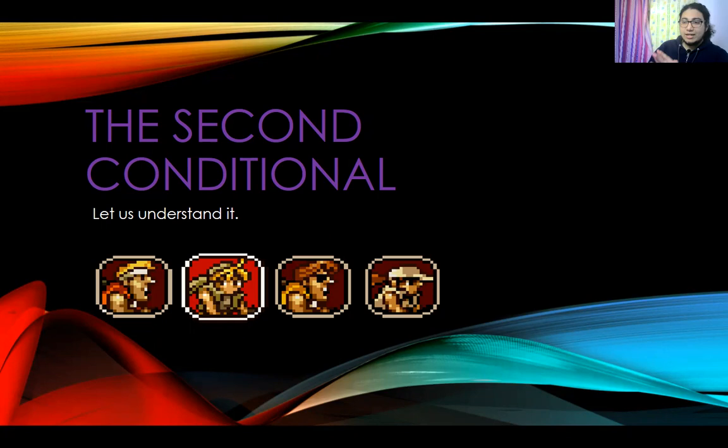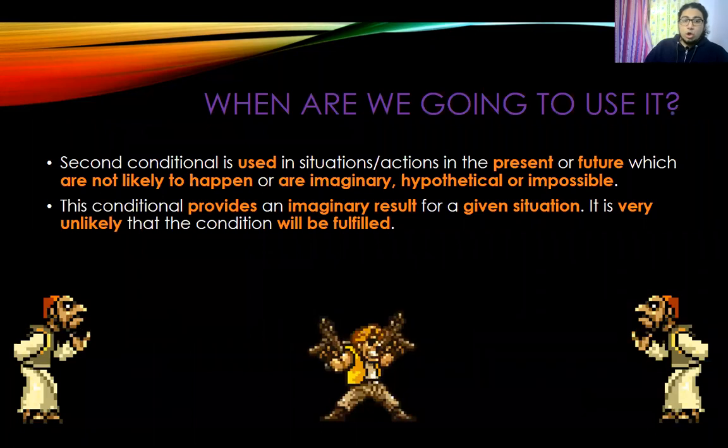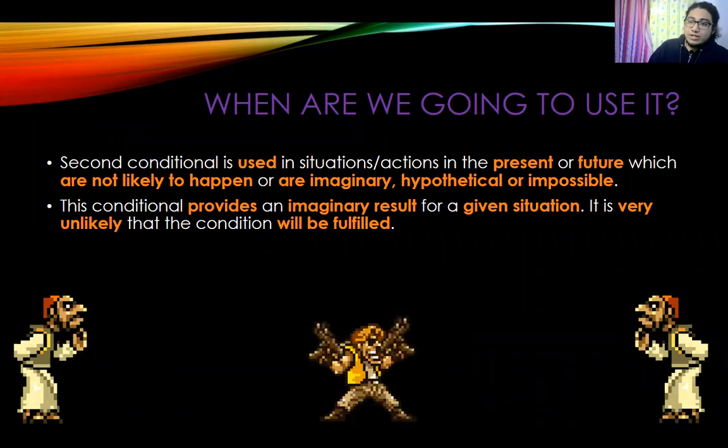Before we begin, I think you know that there are the zero conditional, the first conditional, the second, and the third conditional. In total there are four, but today we're going to see just the second one. So moving on with the presentation, when are we going to use it?